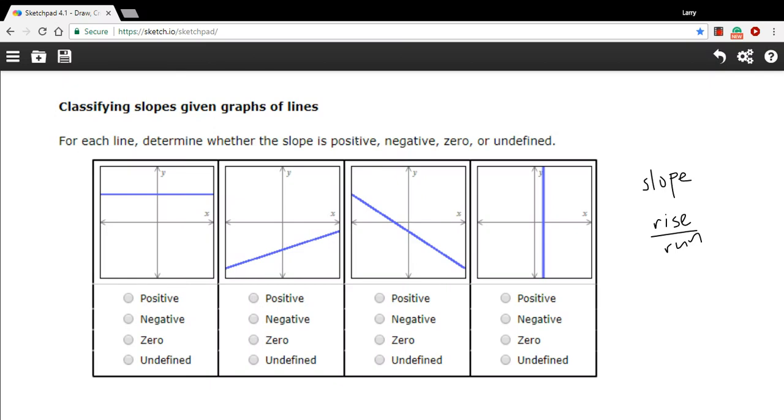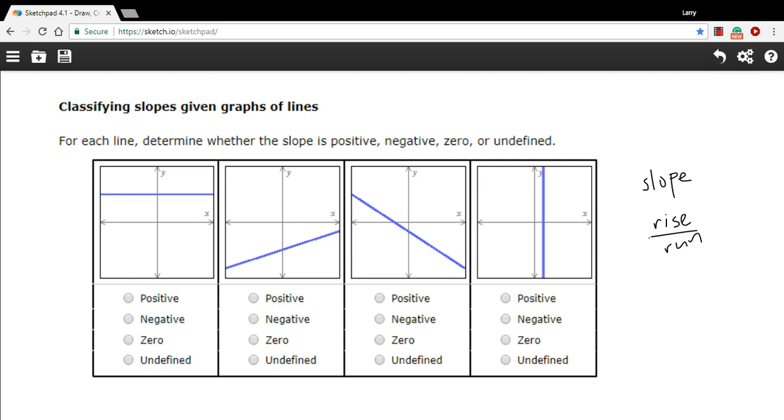Here we're being asked to look at some graphs of straight lines and then determine what type of slope it is. And there are four types here. A slope can be positive, it can be negative, it can be zero, which is neither positive or negative, or it could be undefined, which is kind of an unusual case. And we'll talk about each of those.